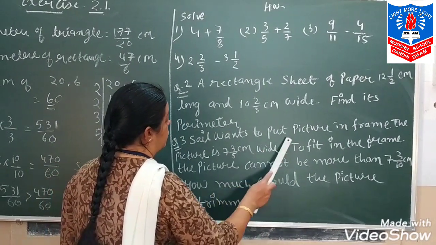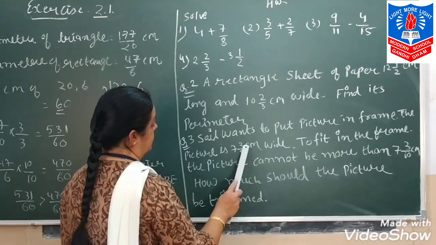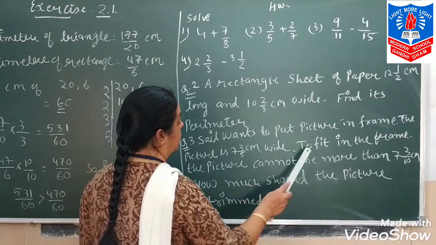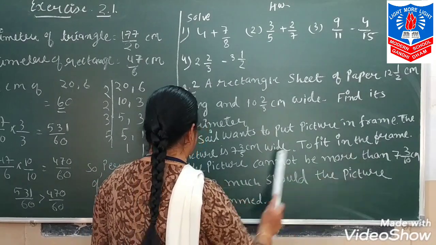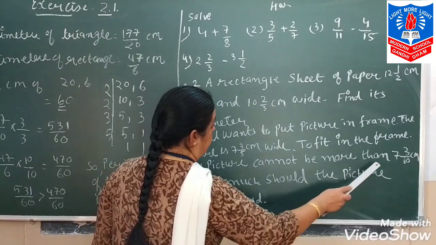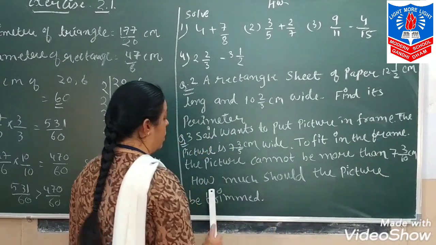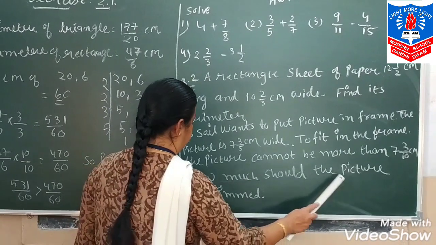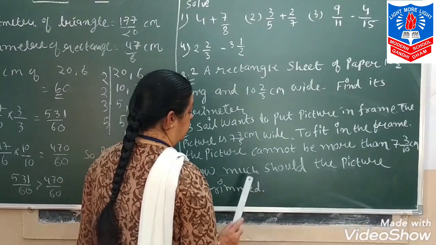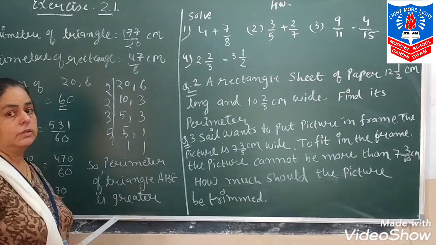Salil wants to put a picture in a frame. The picture is 7 integer 3 by 5 centimeter wide. To fit in the frame, the picture cannot be more than 7 integer 3 upon 10 centimeter. How much should the picture be trimmed? These are all sums for your homework.